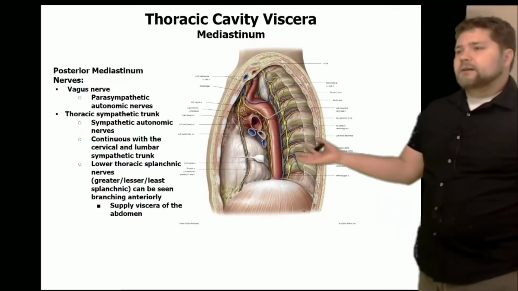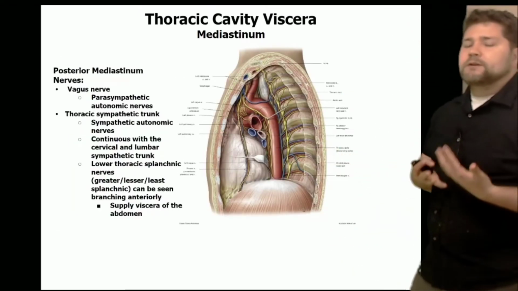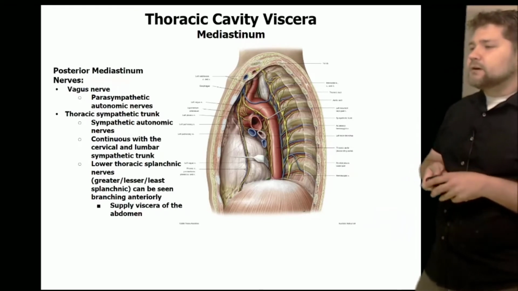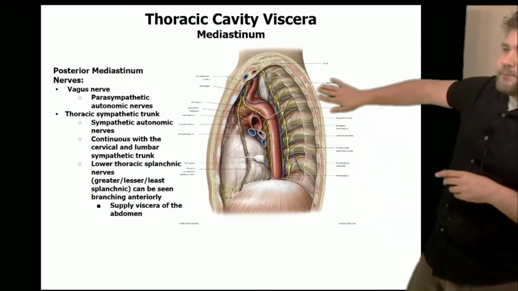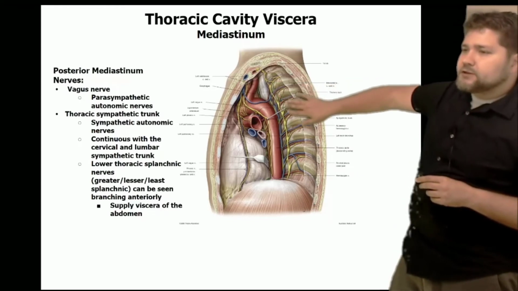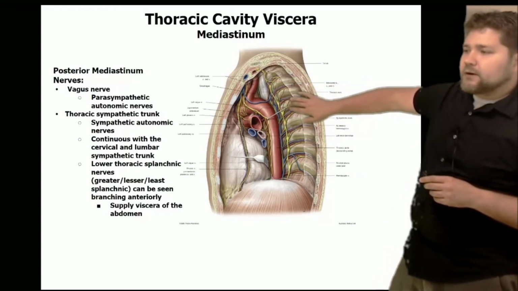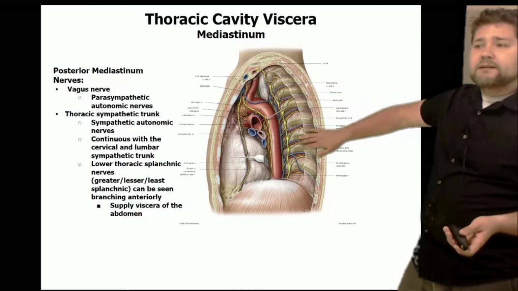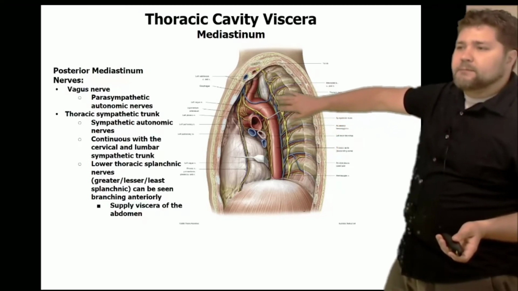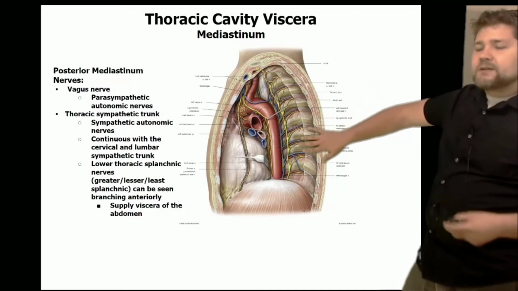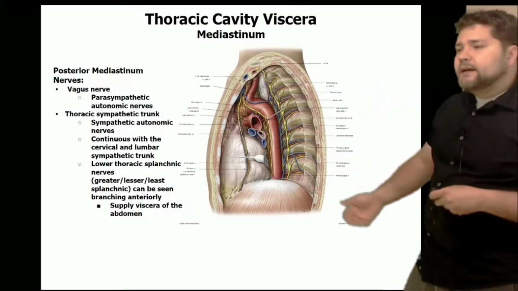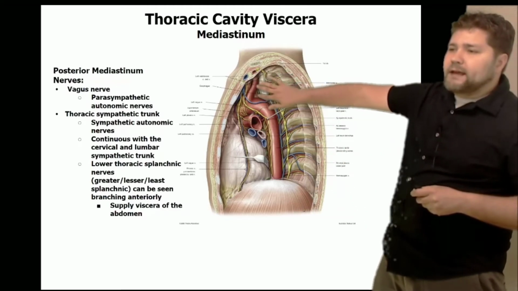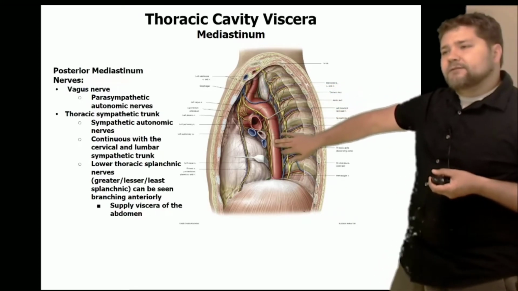Okay, so let's take a look at the posterior mediastinal nerves. The two main ones are the vagus and the sympathetic trunk. If you see on this image here in your notes, the sympathetic trunk's easy to find. You just look on the lateral aspect of the spinal cord, and you'll see those sympathetic chain ganglia, those little nubbins hanging off there. So that should be pretty easy. You'll see that bilaterally. And the vagus nerve is just going to be the one that rides along the anterior aspect of the aorta.